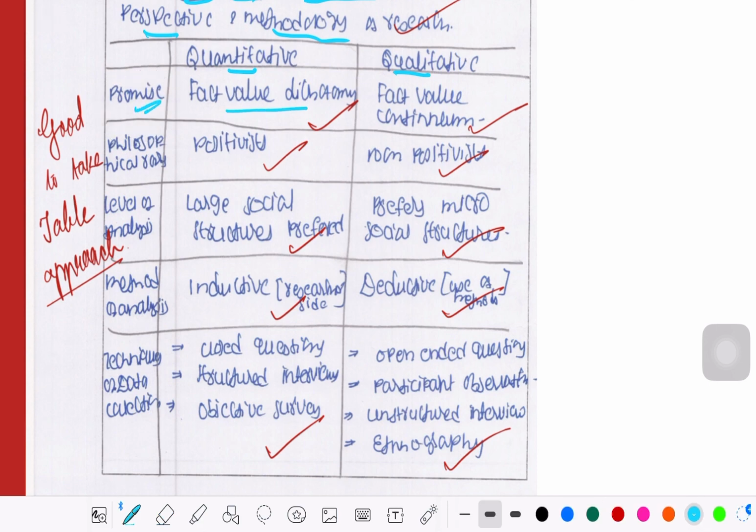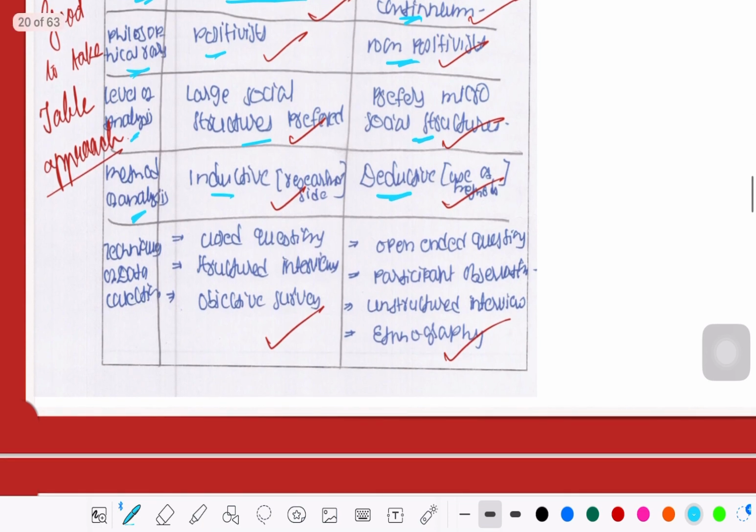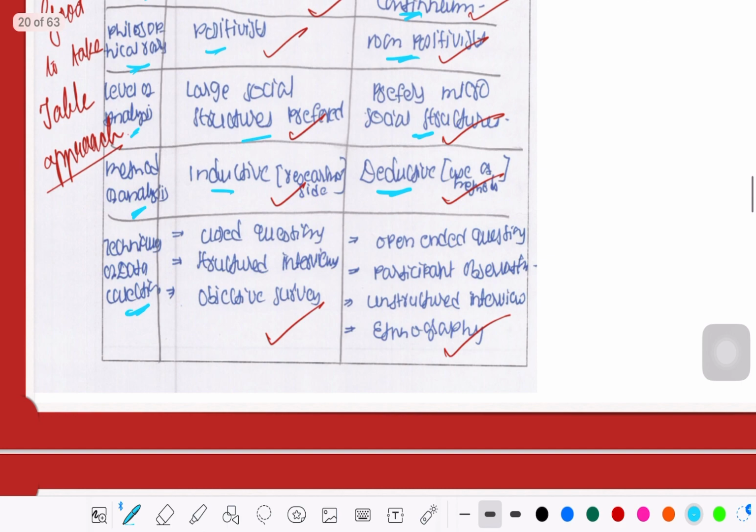So what is the premise? Quantitative talks about the fact-value dichotomy: fact and value are completely opposite. Qualitative talks about the fact-value continuum. Philosophical roots: quantitative is based on positivism, qualitative on non-positivism. Level of analysis: quantitative studies large social structures, while qualitative prefers micro social structures. Method of analysis: quantitative uses the deductive method, while qualitative focuses on the inductive method. Then, techniques of data collection.